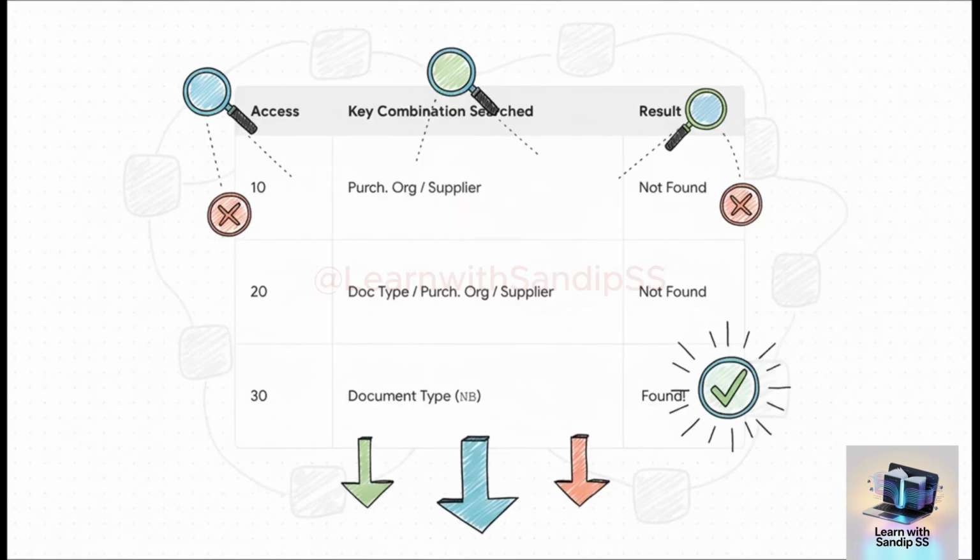The access sequence says start with access 10, so the system checks for a super specific rule for our exact purchasing org and supplier combo. Nope, nothing there. Okay, on to access 20. It checks for a rule that matches the document type, purchase org, and supplier. Still no luck. All right, let's try access 30. It looks for a more general rule based only on our document type, NB. And bingo, we've got a match.